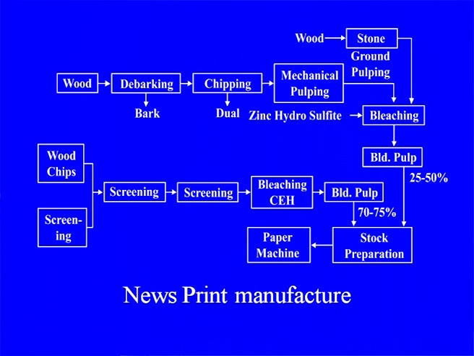This is the newsprint manufacture where we are using wood that goes to both the mechanical and the chemical pulping. The bleaching sequence may not be CE but CEHH, or it may be DEH with chlorine dioxide, or it may be oxygen delignification also. The rest of the processes, pulping, bleaching, centrifugal cleaning, washing, are all similar. Finally, it goes to stock preparation and then paper making.